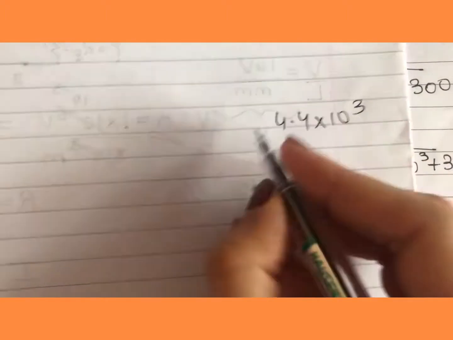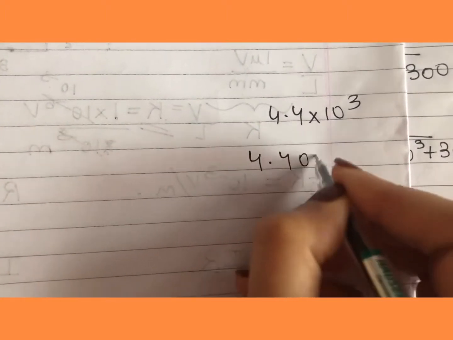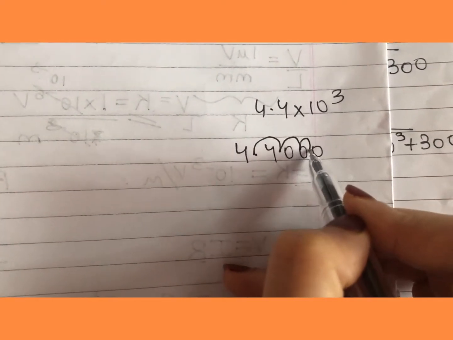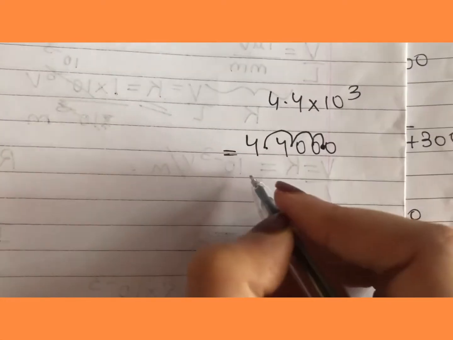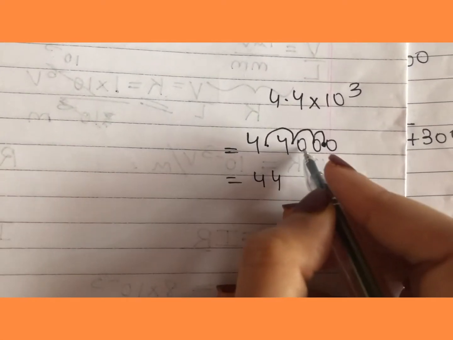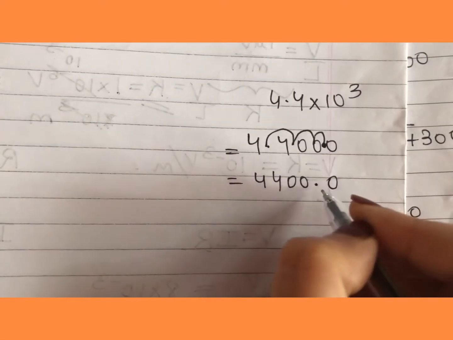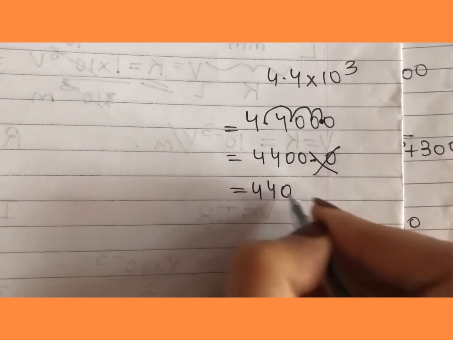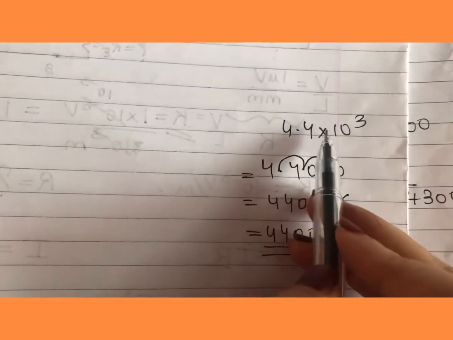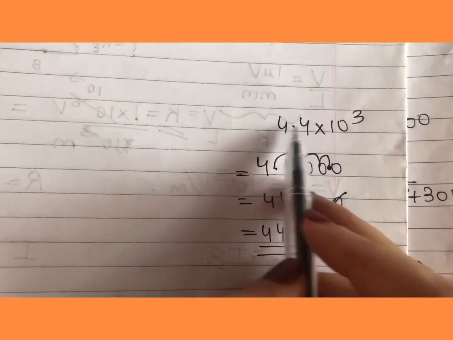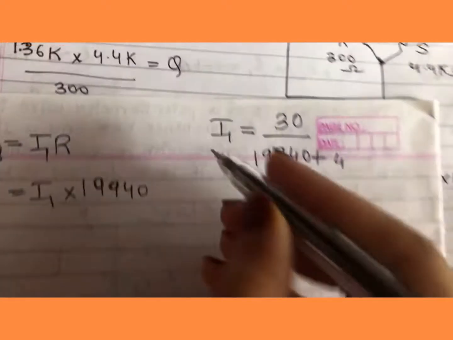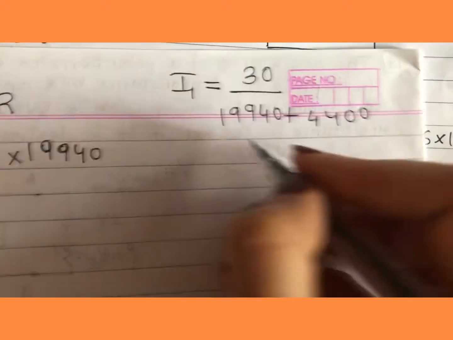3 डिजिट्स पॉइंट्स को आगे लेके जाओ तो कैसे करेंगे, यहाँ डिजिट्स डाल दो, 1 2 3 यहाँ आएगा. सो इट विल बी 4400.0. After point we have a 0, will not consider this, so it is 4400. So 4.4 into 10 raised to 3 or 4.4K is equal to 4400. Now we'll add this.